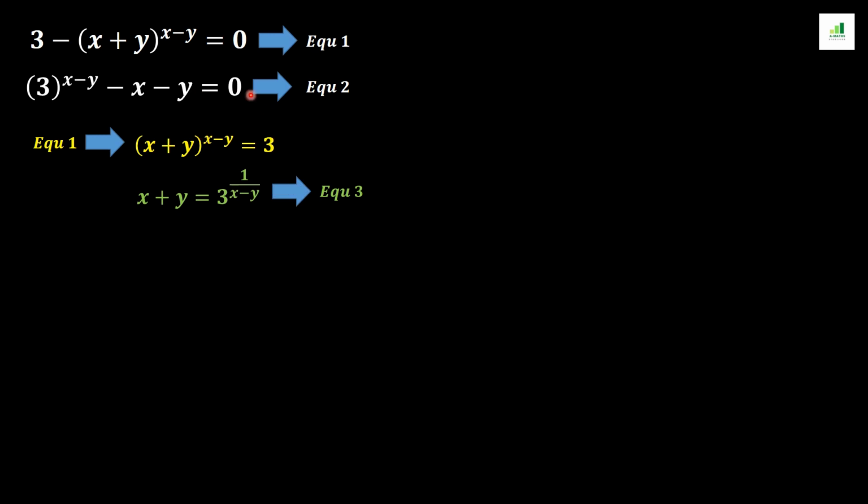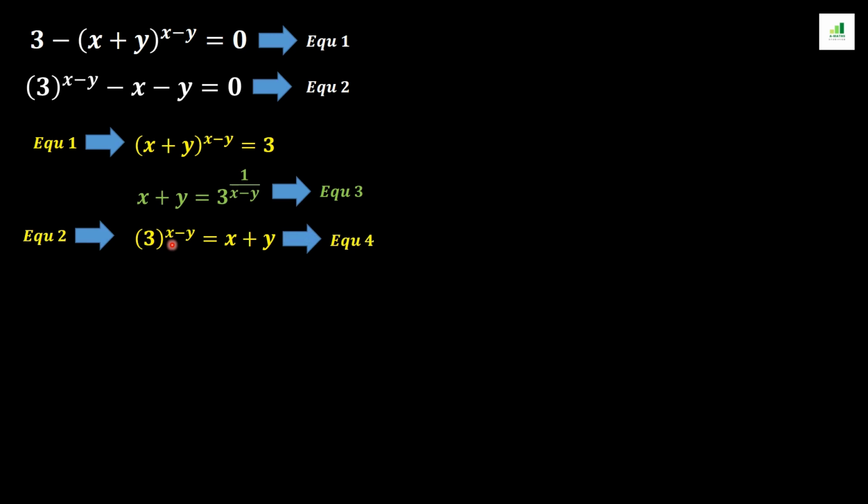Now in the next step, I should take equation number 2. I will simplify this equation by moving these values to the other side of the equation. As a result, I will get 3^(x − y) = x + y, because when both of these values which have the negative sign move to the other side of the equation, they convert into x + y, and the remaining part of the equation will remain the same.